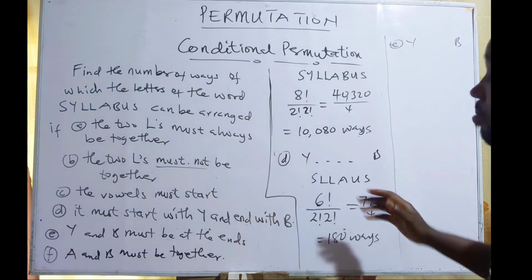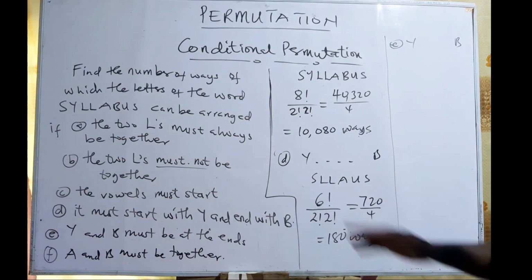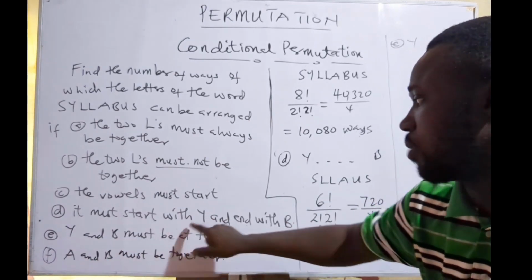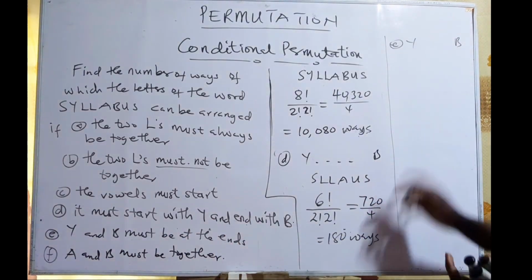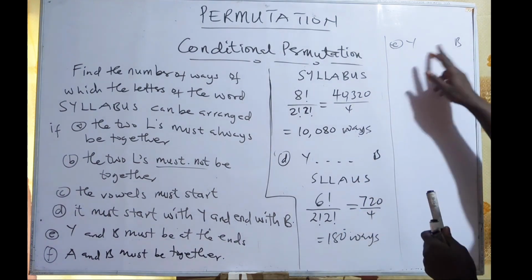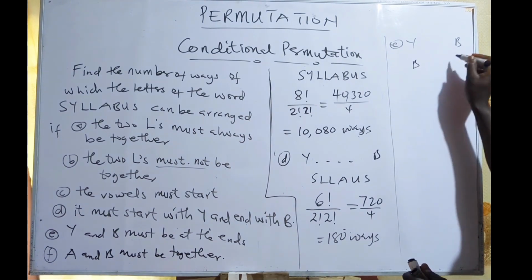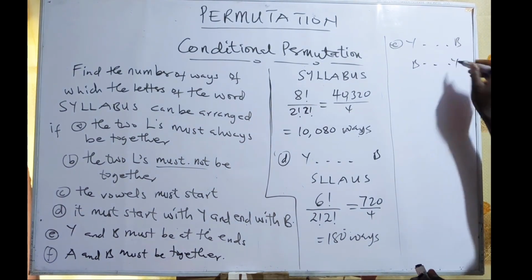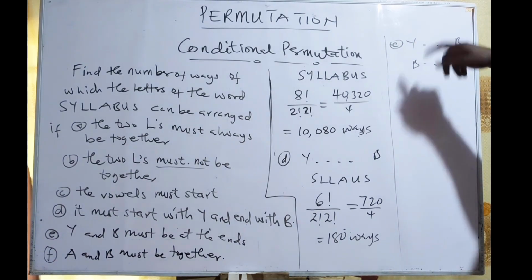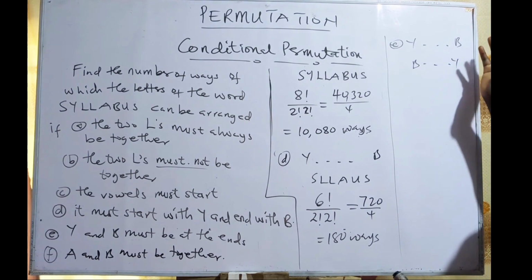He said that Y and B must be at the ends. It must start with Y and end with B, so Y is first and B is last, or it can even be YB or BY. They are the ends. So these are 2 arrangements, that is 2 factorial, or 2.